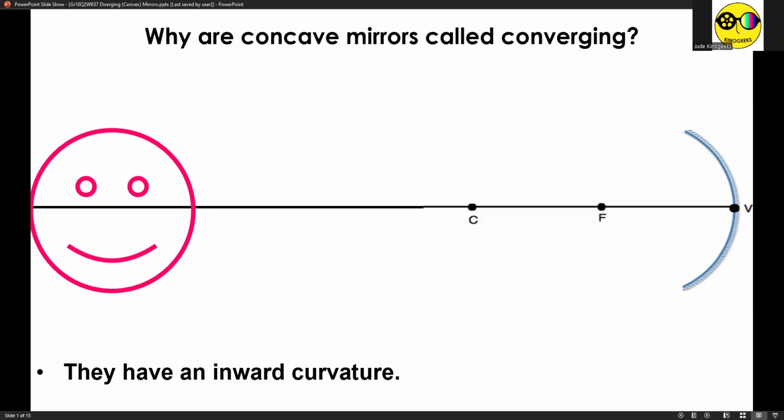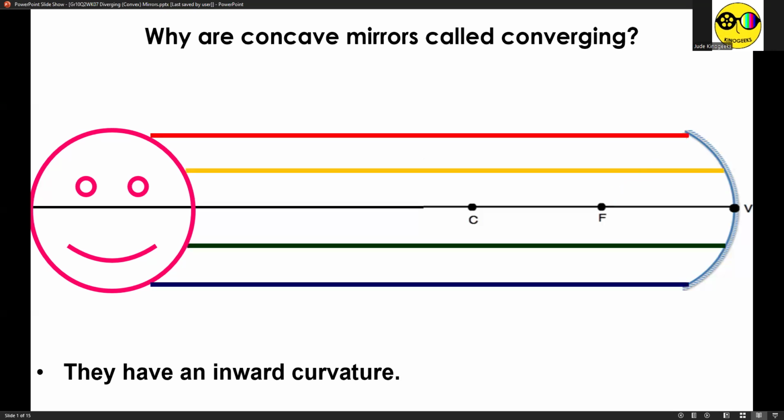Why? So you have a smiley here as our object, which is placed very far from the mirror. So in this case, it's infinity. And you have four solid lines here that are represented in different colors. No, so they represent actual light rays. And then once they hit the edge of the concave mirror, they start colliding or converging towards the focus.